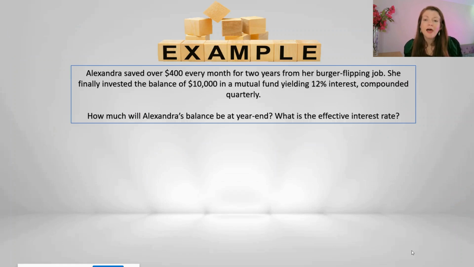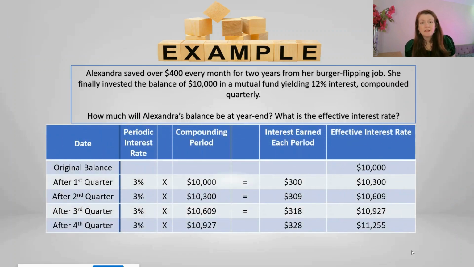So how much will Alexandra's balance be at year end? And then we'll see what is the effective interest rate. Okay, so the first quarter, she gets paid 3% because we took 12% divided by 4 quarters. So she gets 3% each quarter. So 3% times 10,000 adds $300 to her balance. So now she has $10,300.